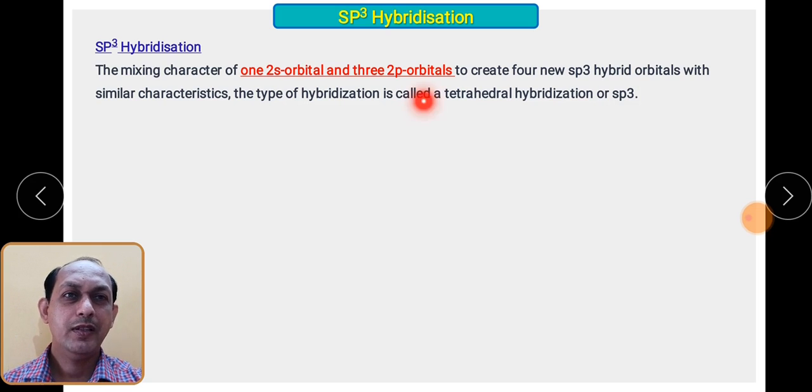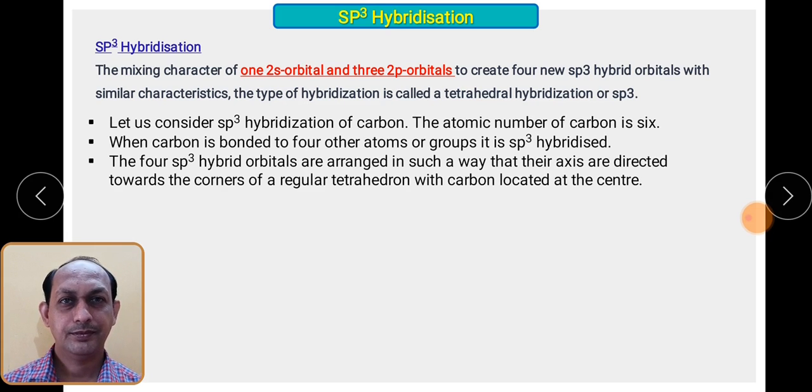So this particular hybridization is also called tetrahedral hybridization or sp3 hybridization. Why tetrahedral? Because once they mix they form the tetrahedral shape. That's why sp3 hybridization is also called tetrahedral hybridization. As we know, carbon has sp3 hybridization with atomic number 6, and during the hybridization process the four sp3 orbitals are arranged in such a way that their axes point towards the corners of a regular tetrahedron with the carbon located at the center.